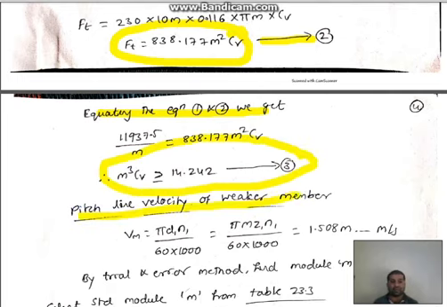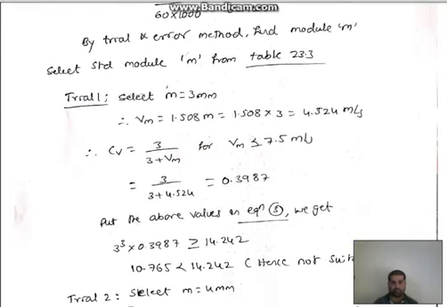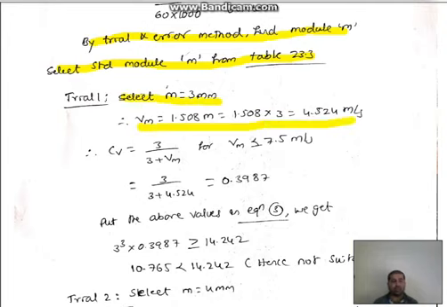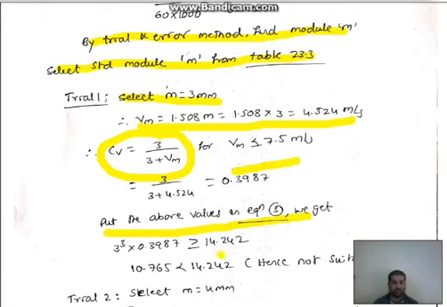Then calculate the pitch line velocity of the weaker member, which is in terms of moduli. By trial and error method, find the moduli m. Select standard moduli m from table 23.3. Trial 1. First we select standard moduli 3 mm. Then calculate pitch line velocity. If velocity is less than 7.5, we use this equation. Then calculate the velocity factor. Put all these values in equation number 3. If the LHS value is less than the RHS value, then the moduli selected is not suitable. Then go for trial 2.